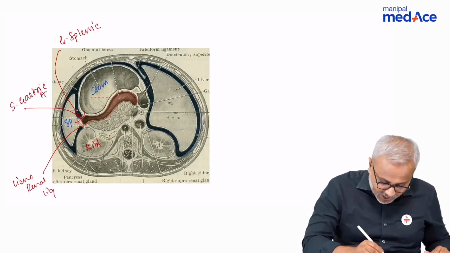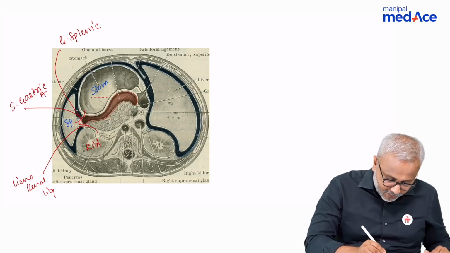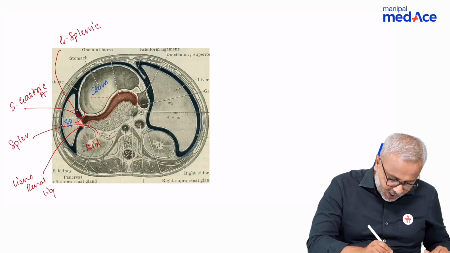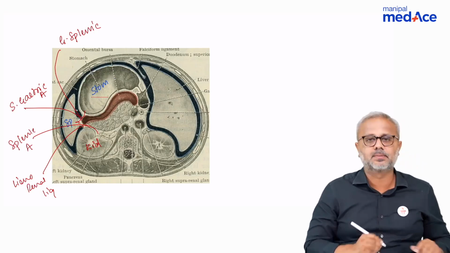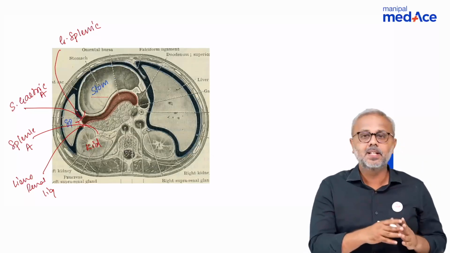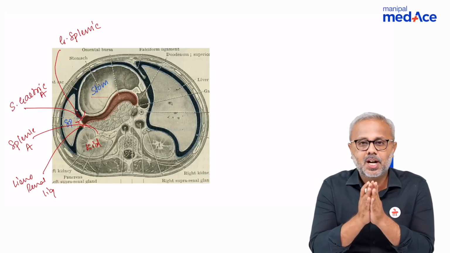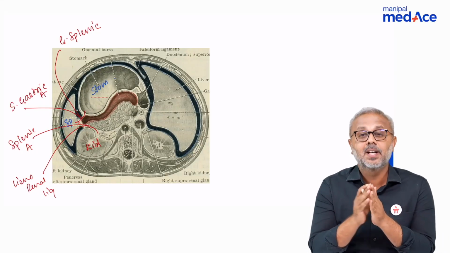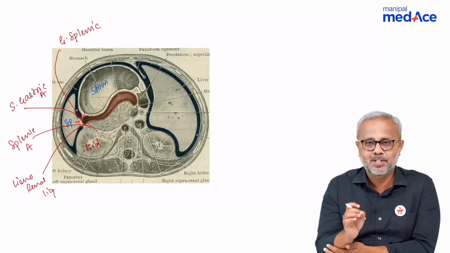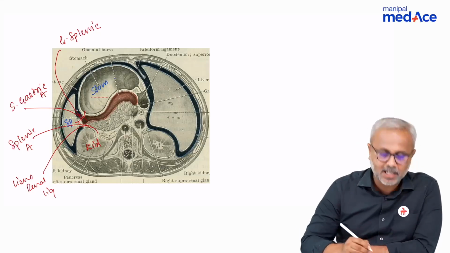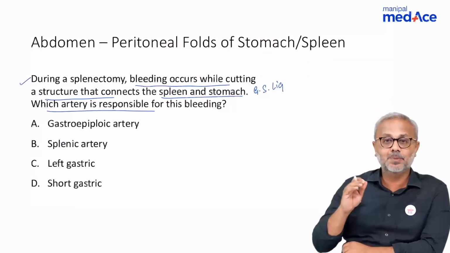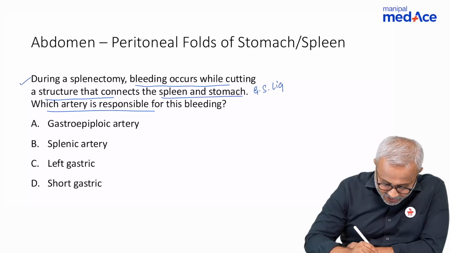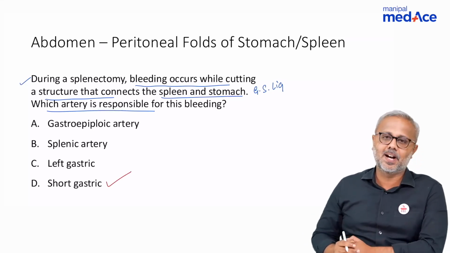Right? Short gastric artery, whereas the lienorenal ligament will contain the splenic artery. Right? So what was the question? The question was, which artery results in bleeding if a ligament connecting the stomach and the spleen is cut? So if the gastrosplenic ligament is cut, which artery is most likely to be injured? It is the short gastric artery.